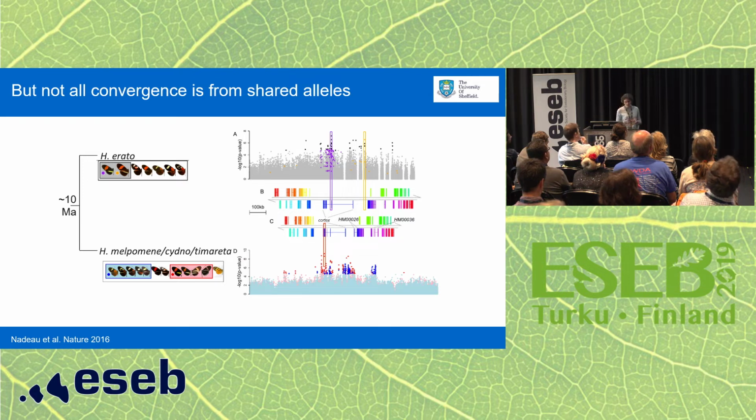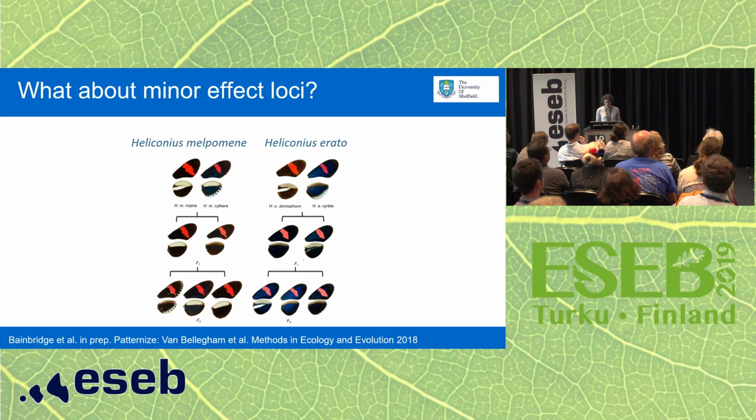So one thing about this is that obviously the alleles that we're looking at are fairly major effect, so they mostly control turning on and off of these major color pattern differences. One possibility is that when we have these major effect loci, maybe those are more likely to be reused than more minor effect loci, so things that control small changes. So we looked at this in, again, Erato and Melpomene, these two distantly related co-mimics.